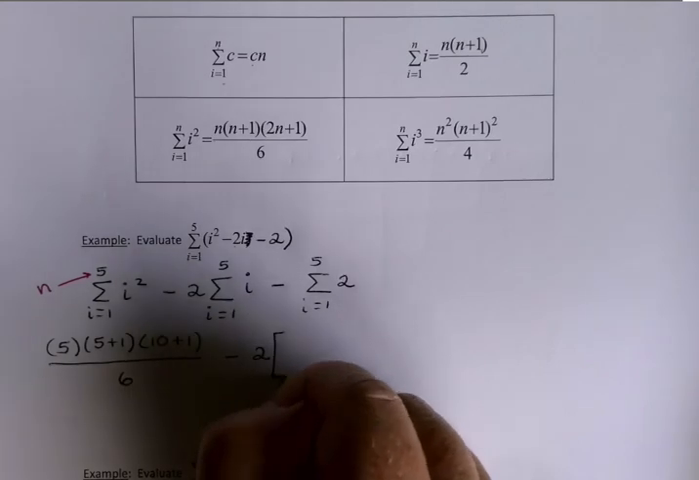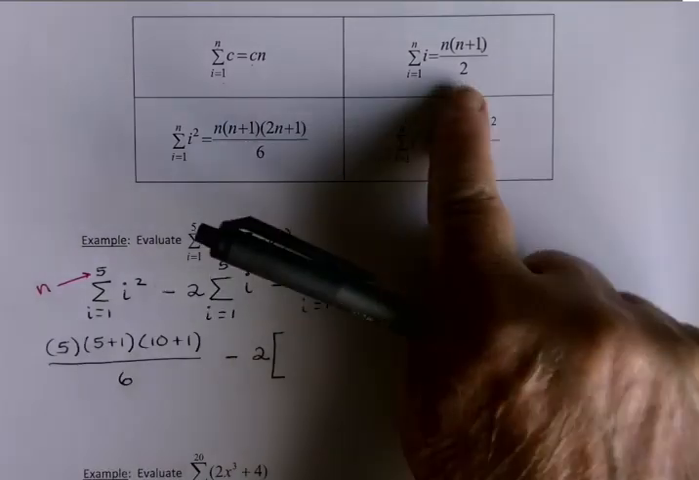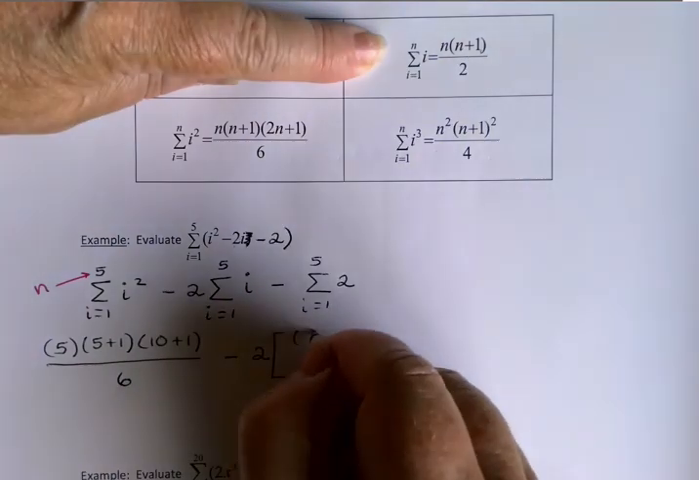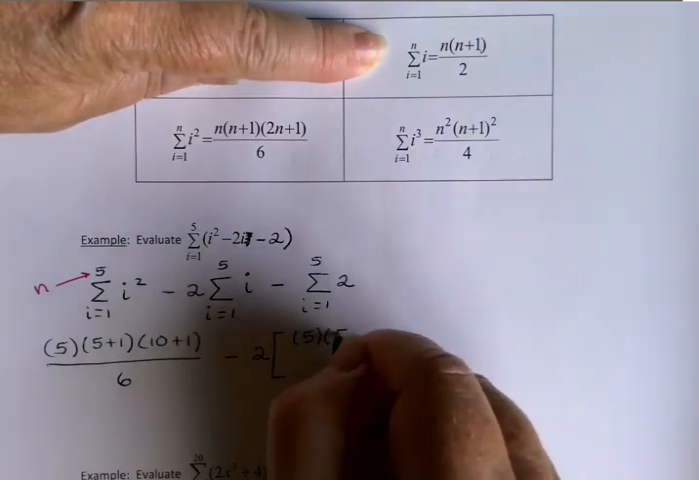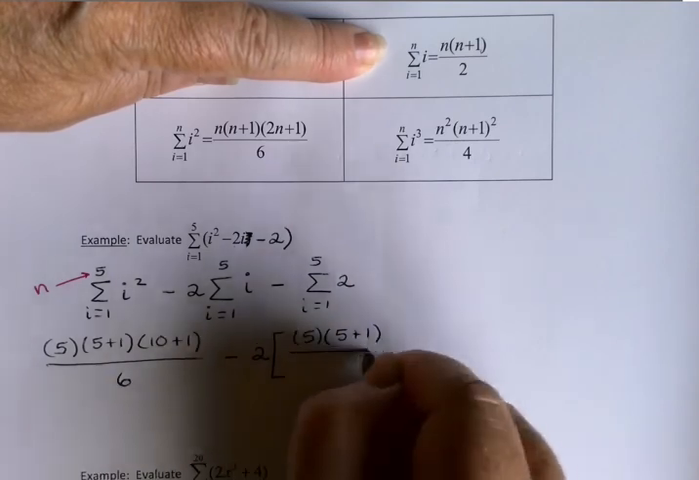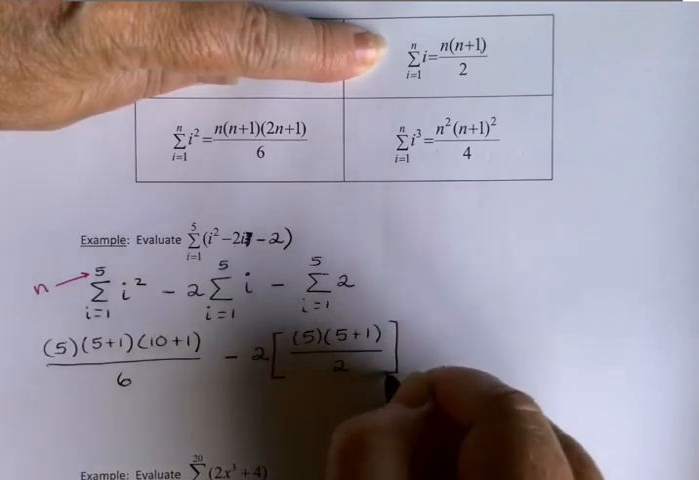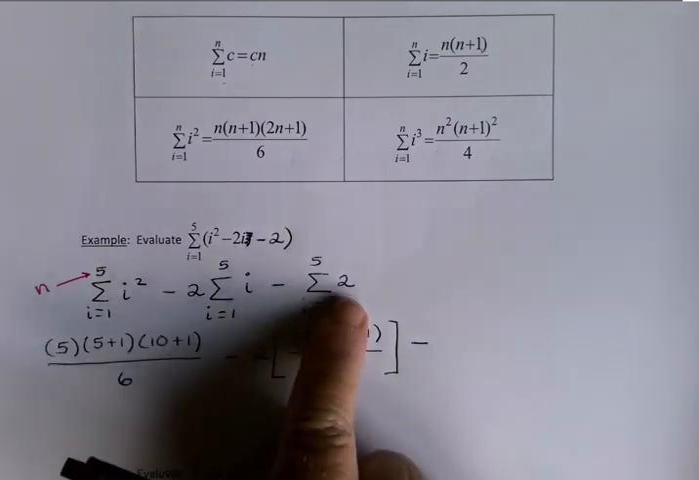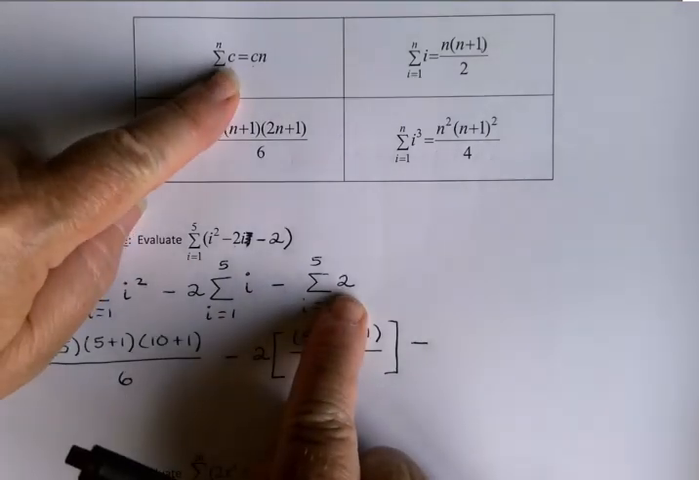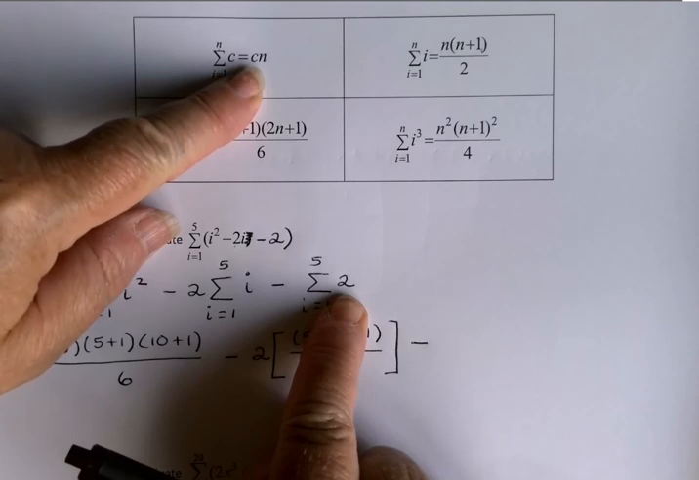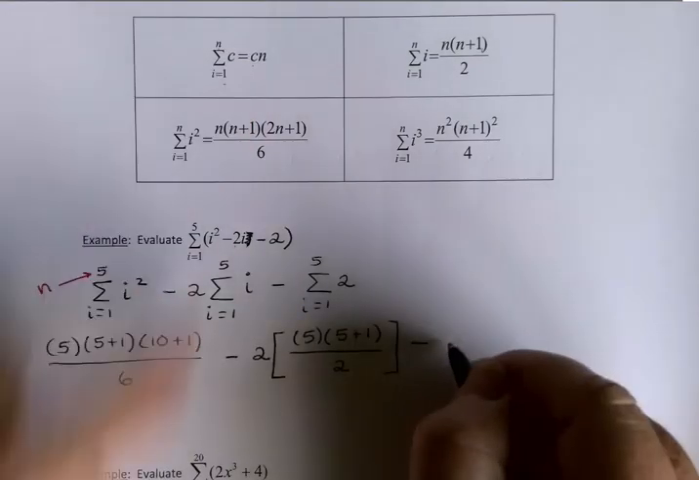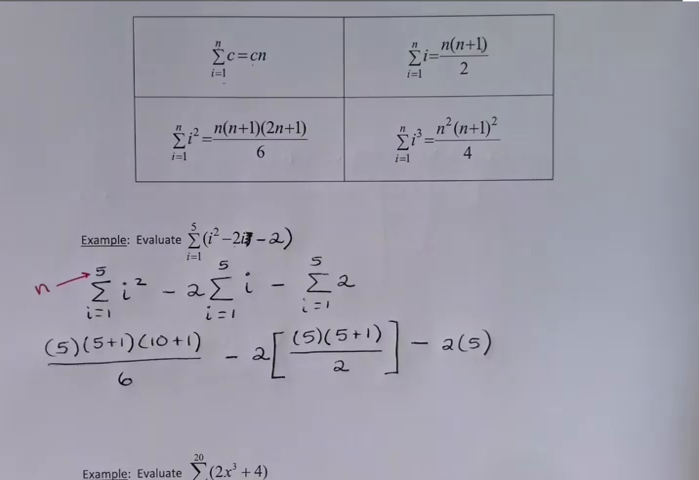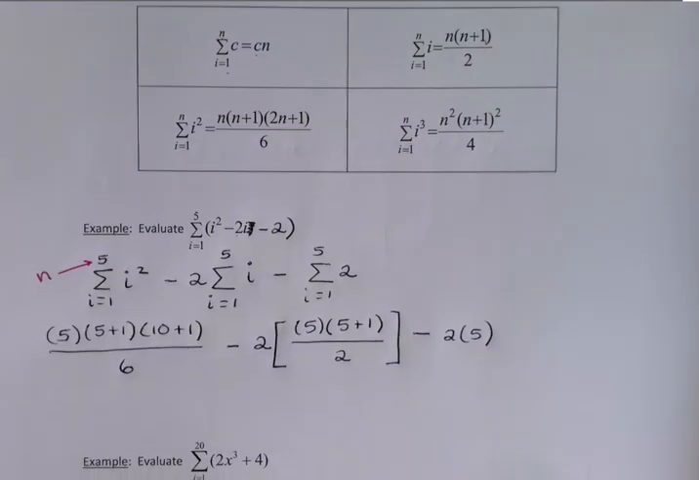Subtract 2 times the sum of i, so up here, n is 5, times 5 plus 1, over 2, minus the sum of 2. That 2 is the c, it's the constant. So I'm going to get c times n, 2 times 5. So we've now used all of our formulas to get this sum.